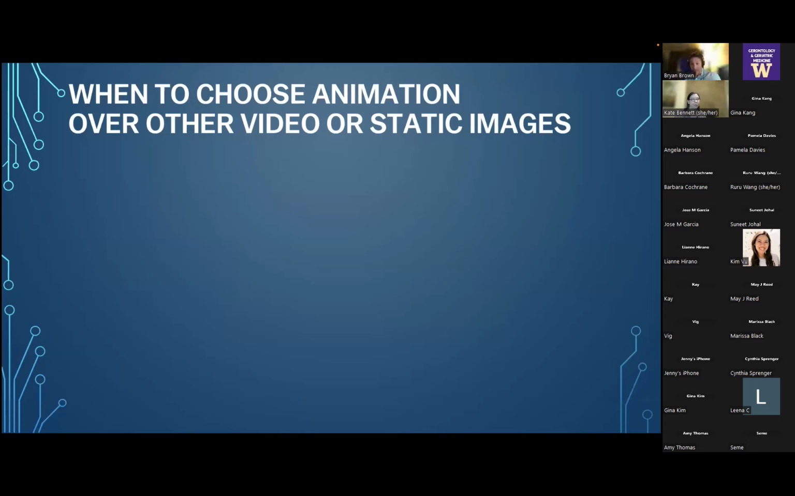So, okay, this part's interactive, so I will need participation. This is a quiz, and there's no right or wrong answers. It's just to get the gears turning. For each of the following scenarios or learning objectives, I want you to tell me whether you think you'd use animation, video, or just static pictures or images.